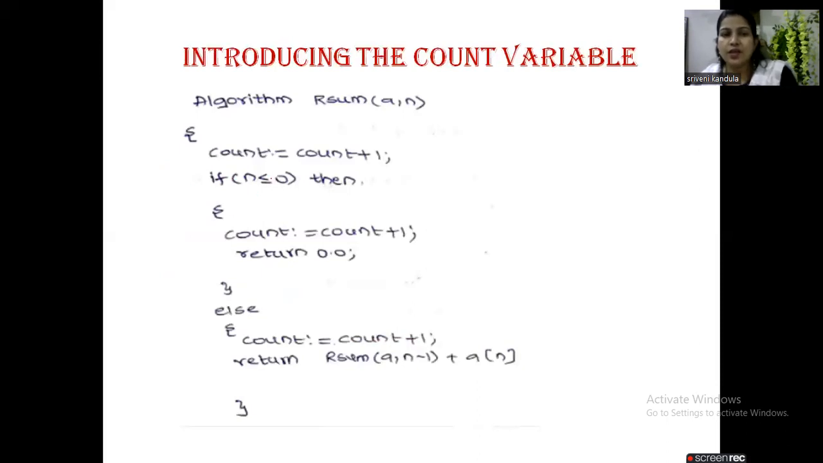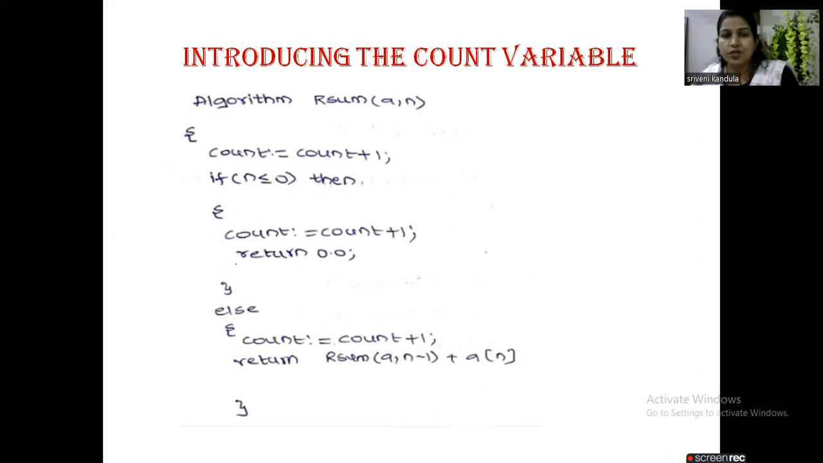If n is less than or equal to 0, for the if part, I have taken this count: count = count + 1. Then for the return, this return is the body of the if, and here we are introducing one more count statement. And then in the else, for this return, we are introducing one more count. So let's see how many times this count variable gets incremented.